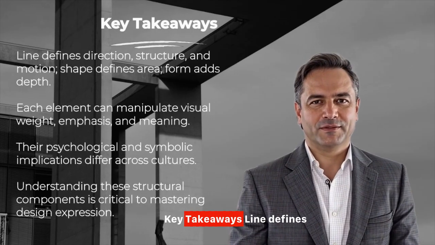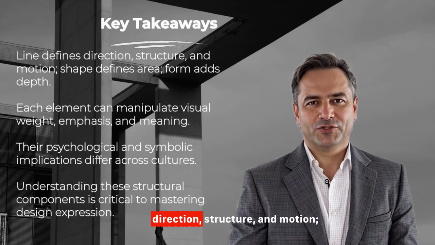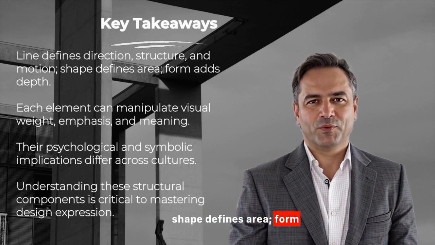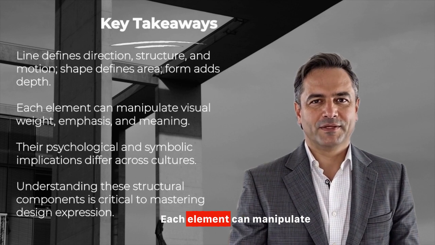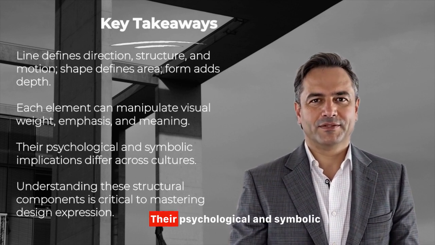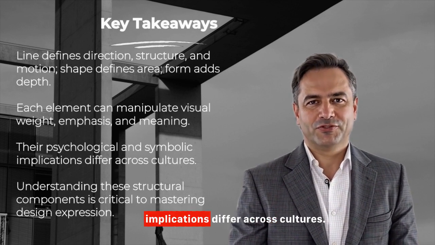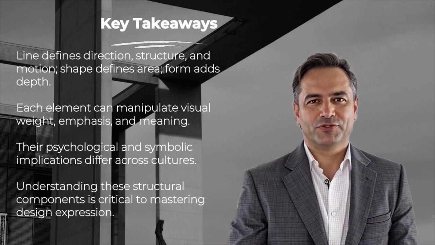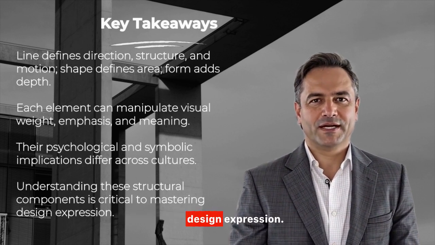Key takeaways. Line defines direction, structure, and motion. Shape defines area. Form adds depth. Each element can manipulate visual weight, emphasis, and meaning. Their psychological and symbolic implications differ across cultures. Understanding these structural components is critical to mastering design expression.